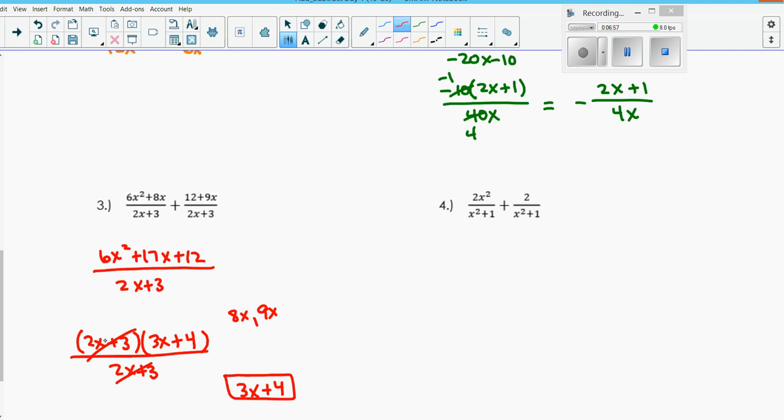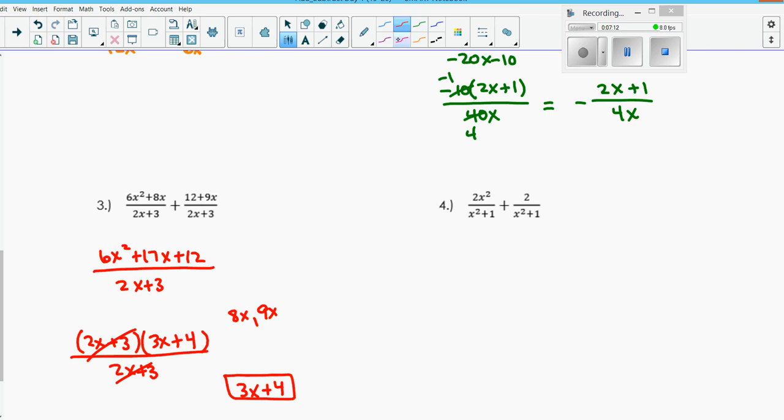But if it didn't factor with that 2x plus 3, even if it did factor, if it wasn't the same as the denominator, it wouldn't have canceled and simplified, so it wouldn't have mattered. So I was just kind of checking to see if that worked.